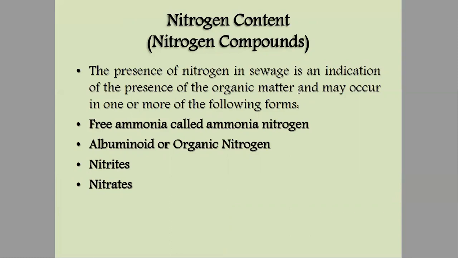Now nitrogen may be available there in four forms. The first form is free ammonia, that is ammonia nitrogen. Second is albuminoid, that is organic nitrogen. Third one is nitrite, and fourth one is nitrate. Here it is written as third one nitrates and fourth one nitrites. We'll discuss them now.